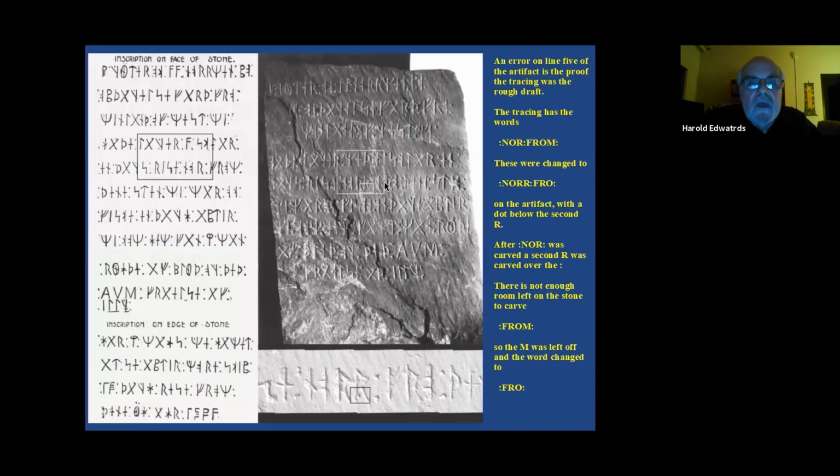Now let's move to this problem that's in line 5. This line 5 has a change in wording from the tracing. The tracing has nor with one R and from with an M on it. The stone has nor with two R's and from has lost the M. So you have, find it here.